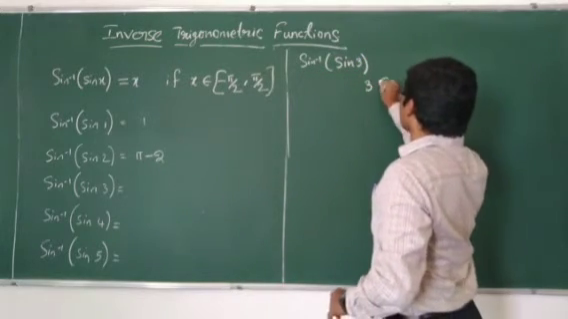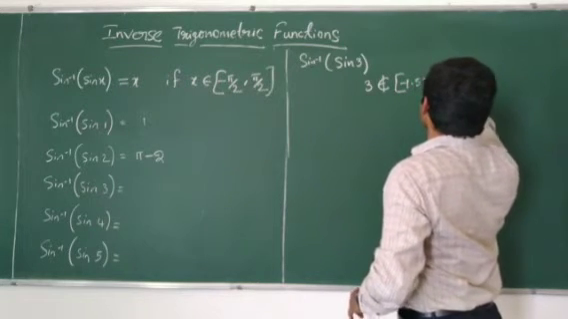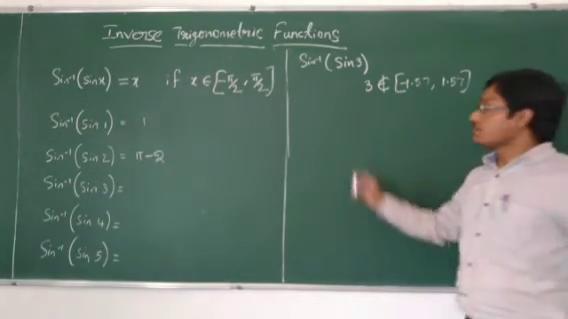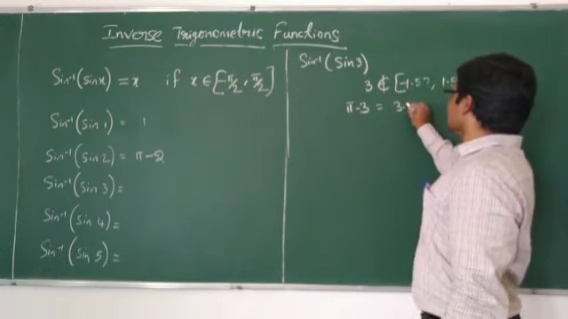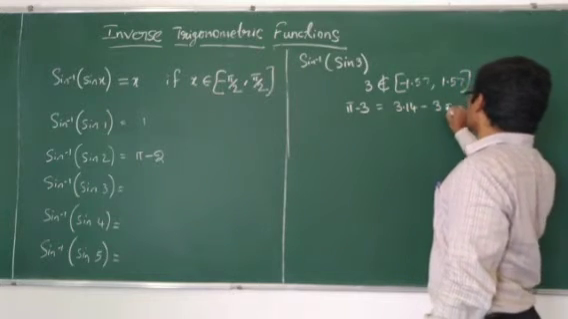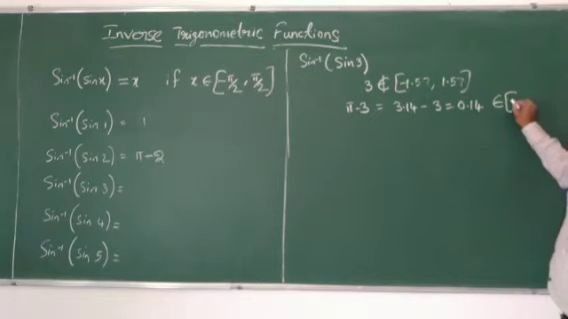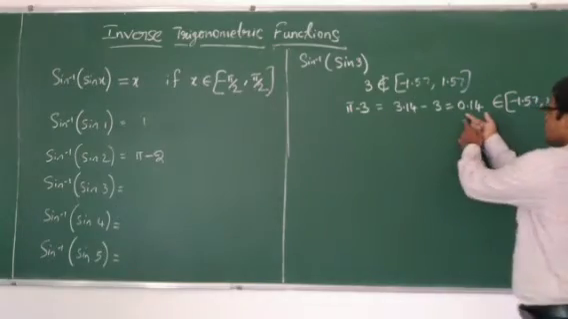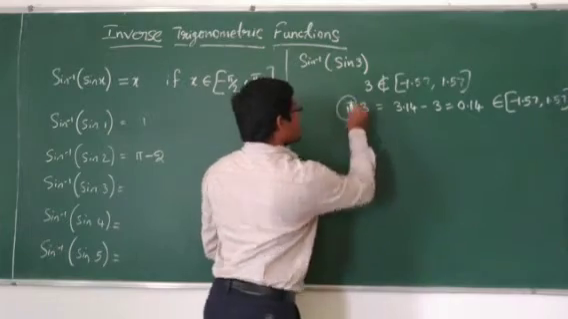Again, 3 does not belong to minus 1.57 to 1.57. When this value does not belong to the interval, immediately we check pi minus 3. What is pi minus 3? 3.14 minus 3, which is equal to 0.14. This value belongs to the interval minus 1.57 to 1.57. So once you get this value belongs to this interval, then we can add and subtract this term.